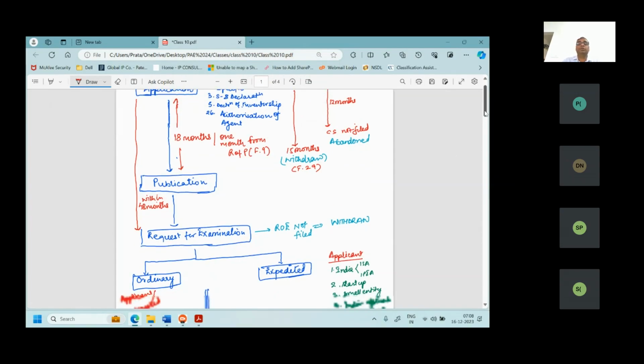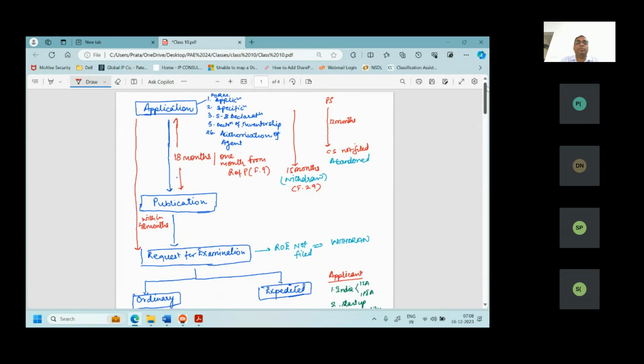Okay. So this is how your application starts. Again, I'm repeating all the forms. Form 1 as an application, Form 2 for completing provisional specification, whatever it is. Then Section 8 declaration, and then Form 5 will be declaration of inventorship, and Form 26 will be authorization of agent. If you are a small entity, startup or educational institution, you will file a Form 28. This all is filed with the application, and if it is a PS, you have to file a CS. If it is not filed, it will be considered that the application has been abandoned.